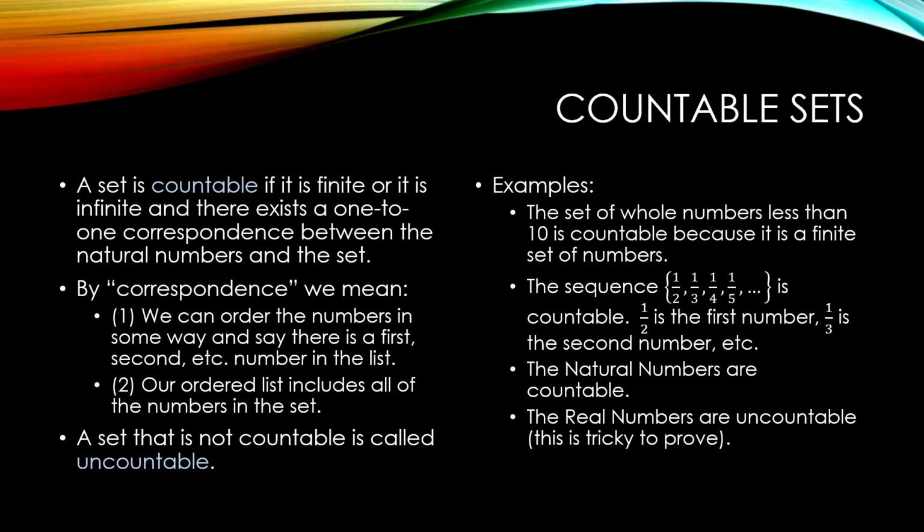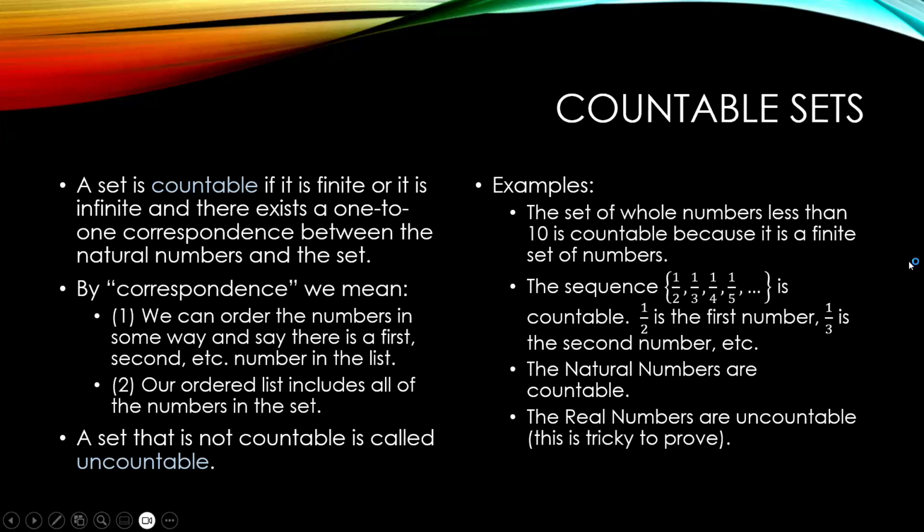Either there is a fixed number of elements, like let's say that there's 20 elements in the set, or when we're counting how many, we can figure out what the next value is going to be. By correspondence, we mean we can order the numbers in some way and say that there is a first, second, etc. number on the list. Our ordered lists include all of the numbers in the set. A set that is not countable is called uncountable.